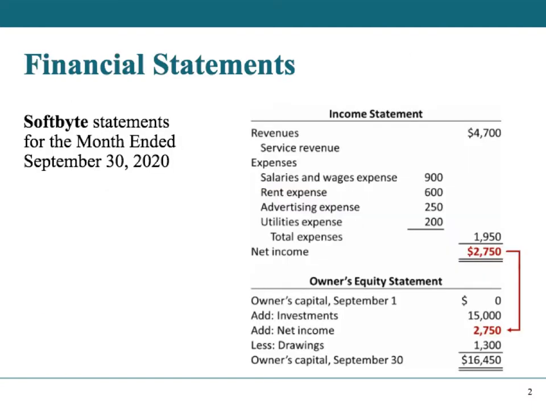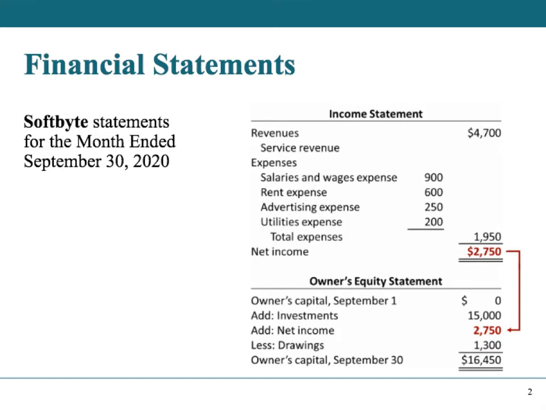Okay, so how about the very first statement that is called income statement? How do we calculate income? Income is a result of comparison between revenues and expenses. If your revenues are greater than expenses, you get net income. If it's the other way around, so expenses are larger than revenues, you will end up with a net loss.